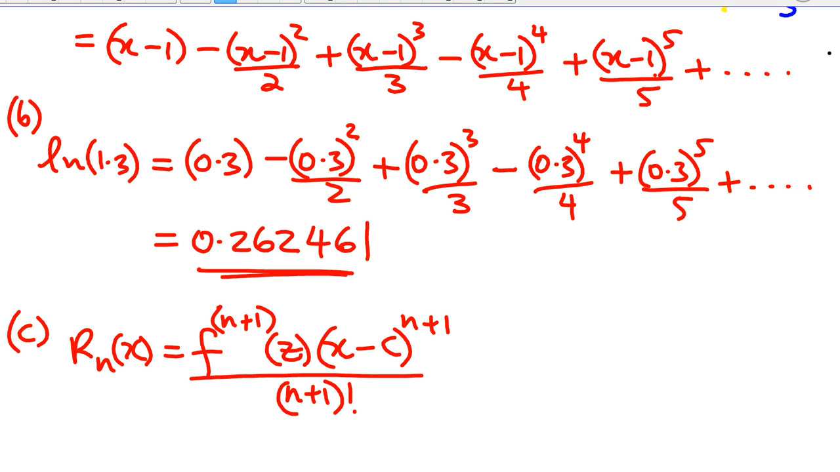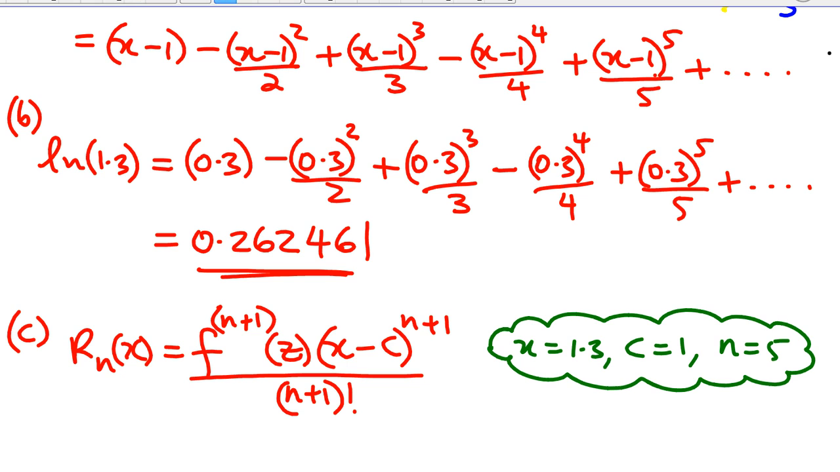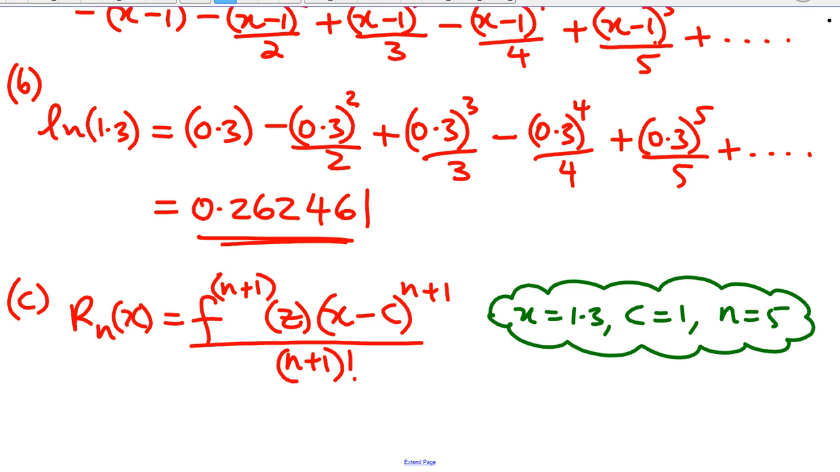Now just remember here, x is equal to 1.3 because that's the x value that we used in approximating ln 1.3. c is equal to 1 because the polynomial is centered at x equals 1. n is equal to 5 because we use the fifth degree polynomial. So we can plug these into this formula and see how it looks before we carry on.